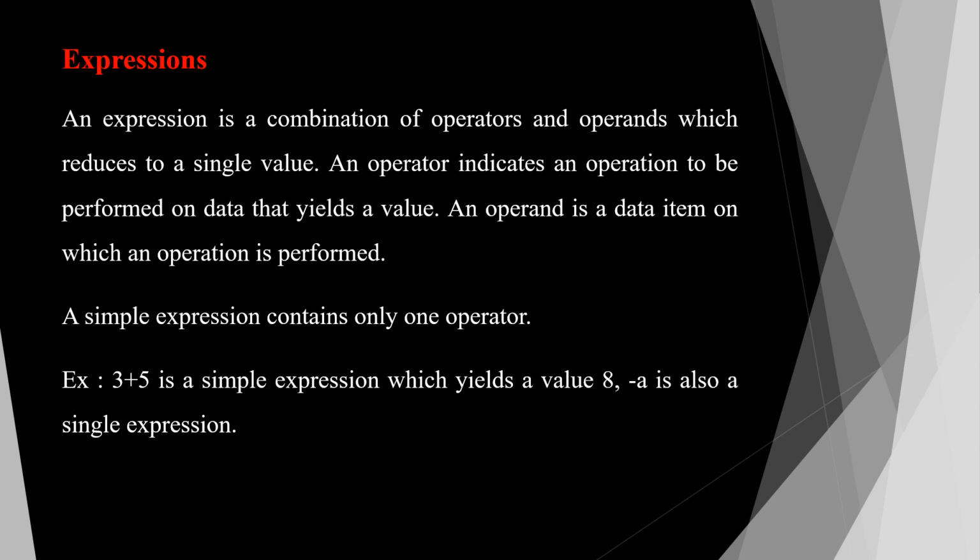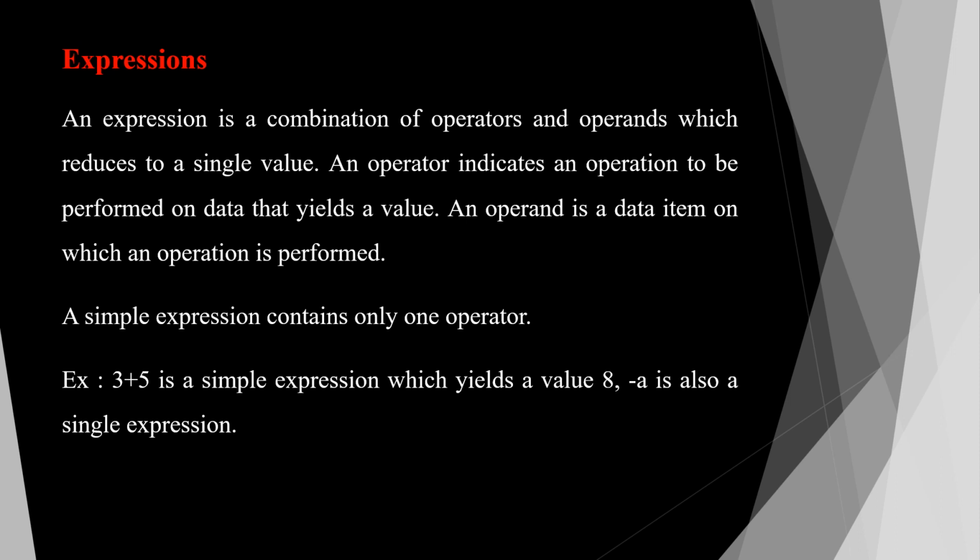For example, one simple example is A plus B. A and B are the operands, and plus is an operator. What is an operator? An operator is any symbol that does some specific task. In our example, A plus B, the addition operation is to be performed. So an expression is a combination of operators and operands which reduces to a single value. That is the definition of an expression.